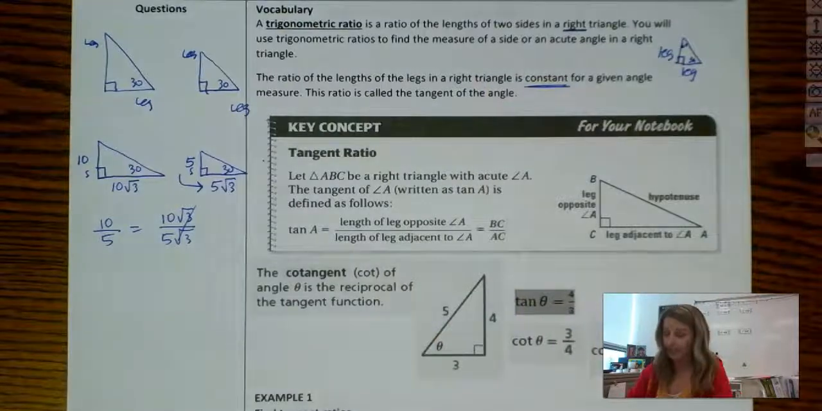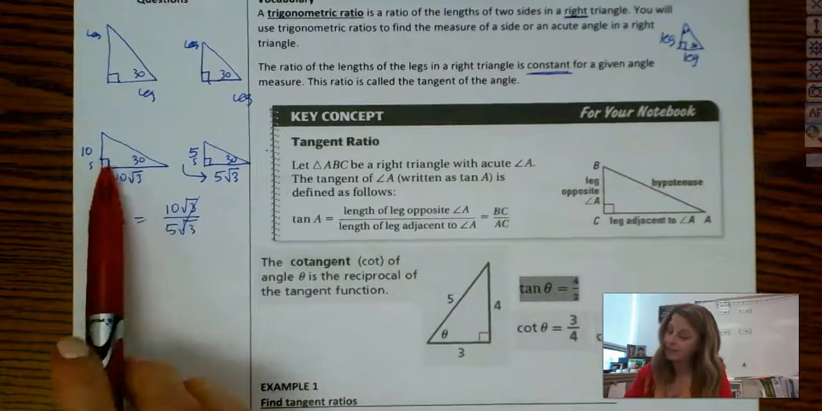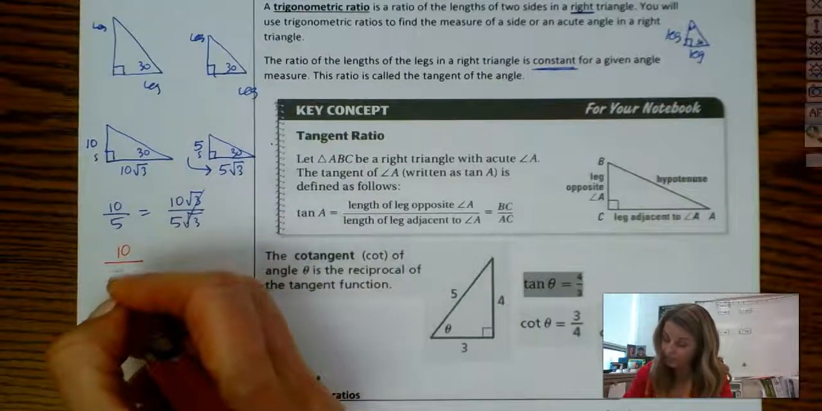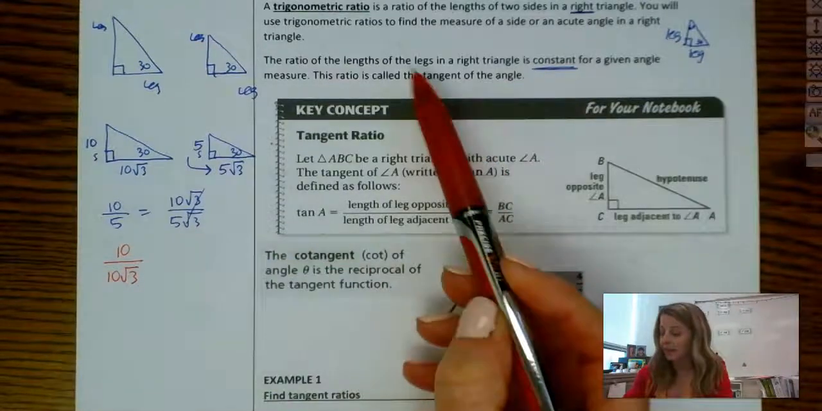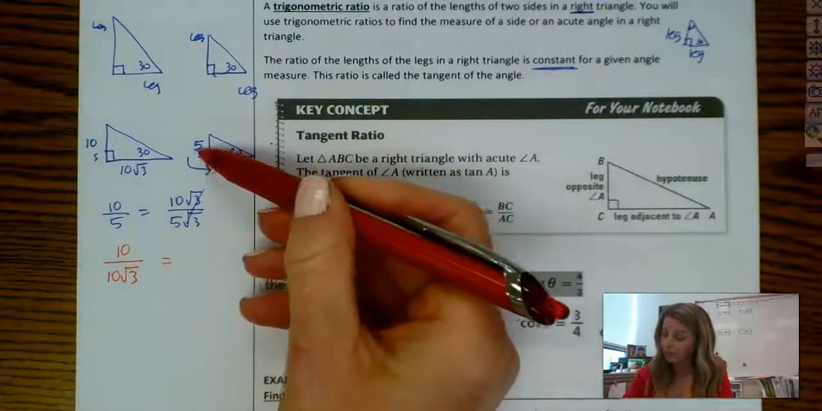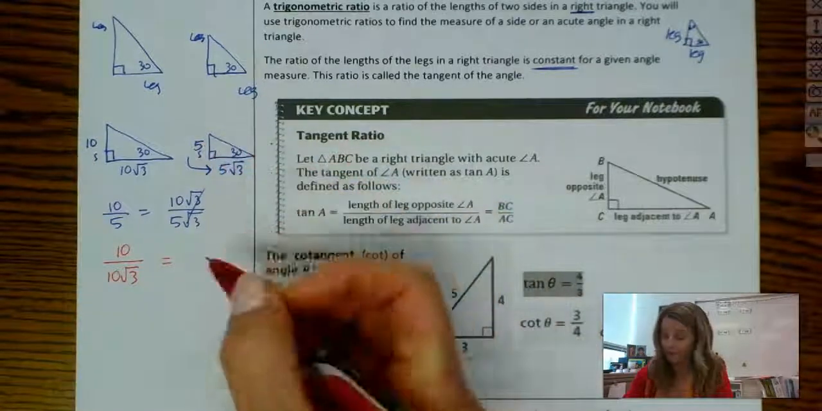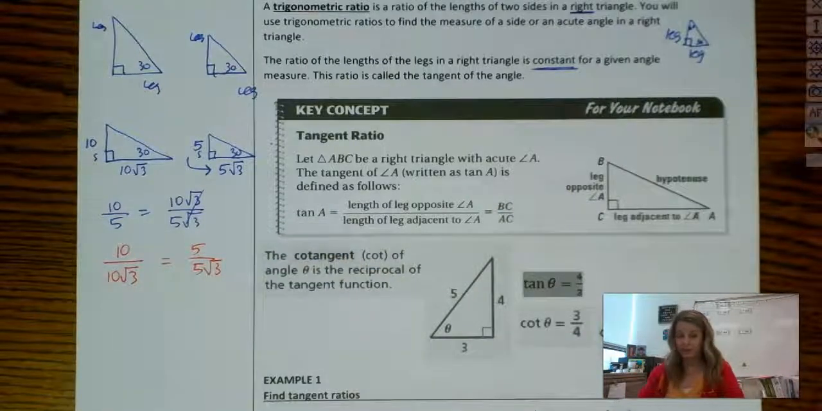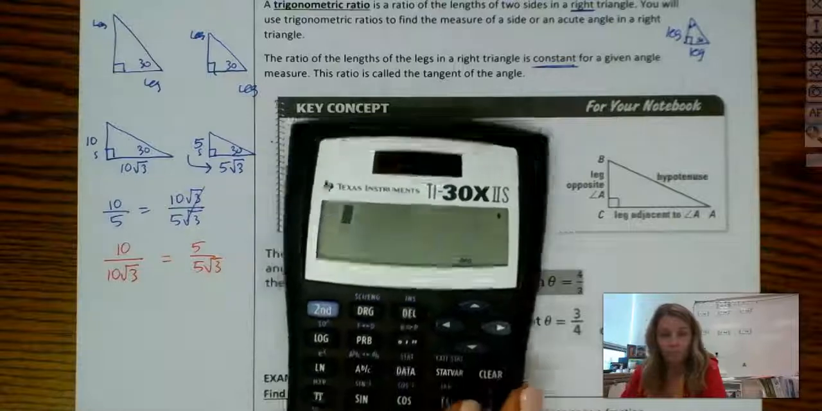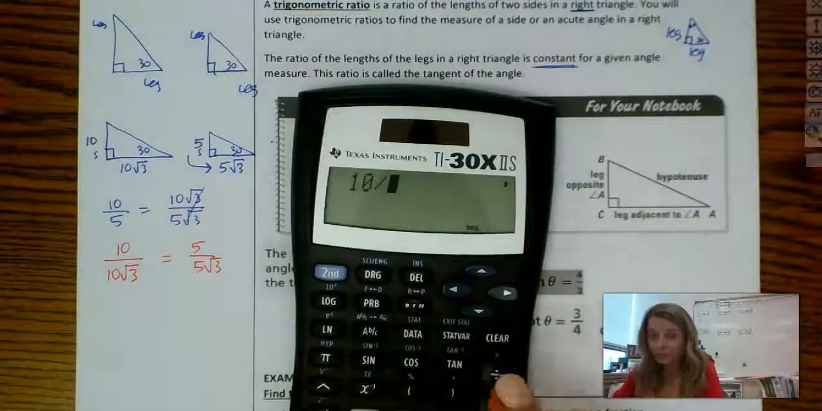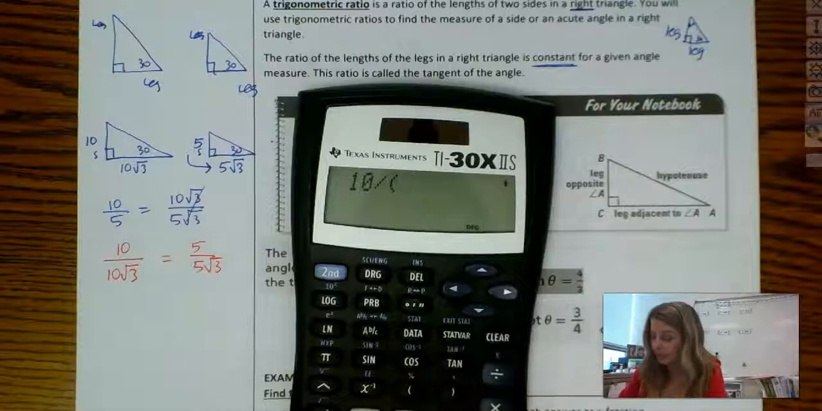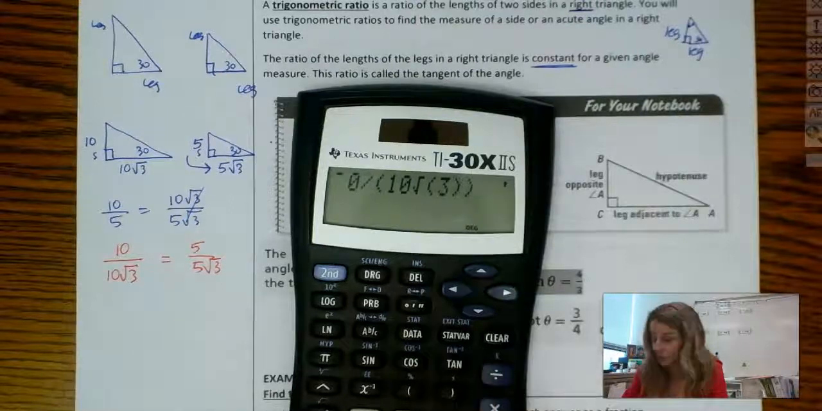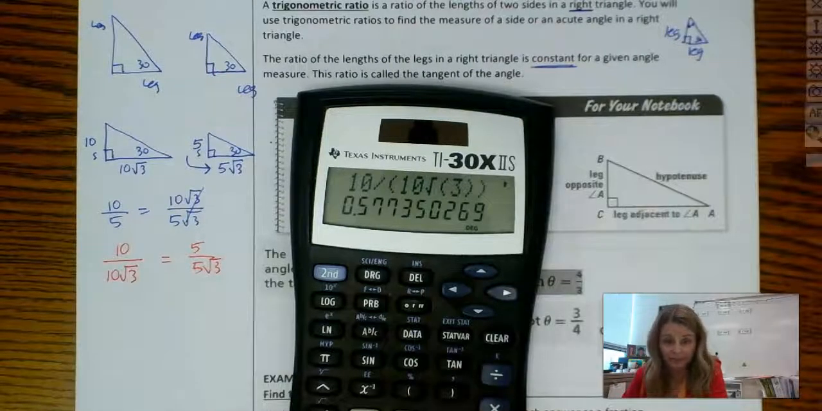Okay, so let's take one of these. Let's say we take 10 in a ratio with 10 square root of 3, 10 over 10 square root of 3. This is saying that it is equivalent to this ratio of 5 over 5 square root of 3. Well, let's divide it out and see. If I take 10 and divide it by 10 square root of 3, I'm going to have to use parentheses here: 10 divided by parentheses 10 square root of 3. I get this decimal, 0.577.